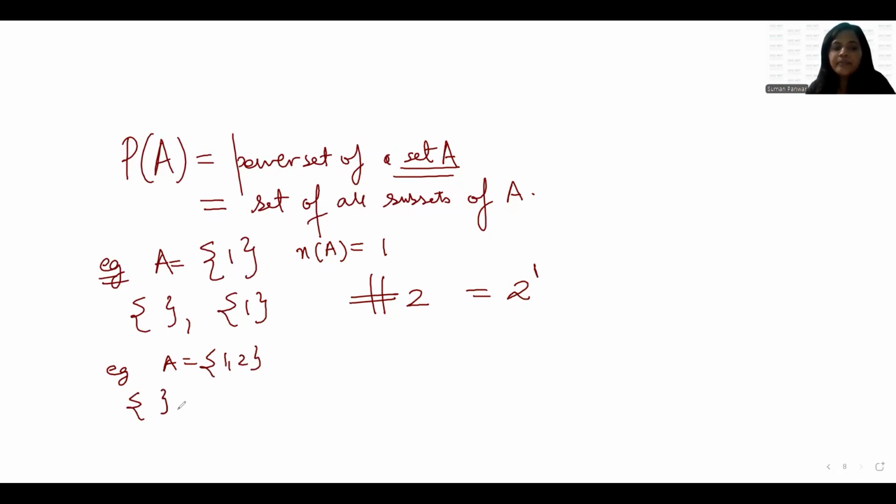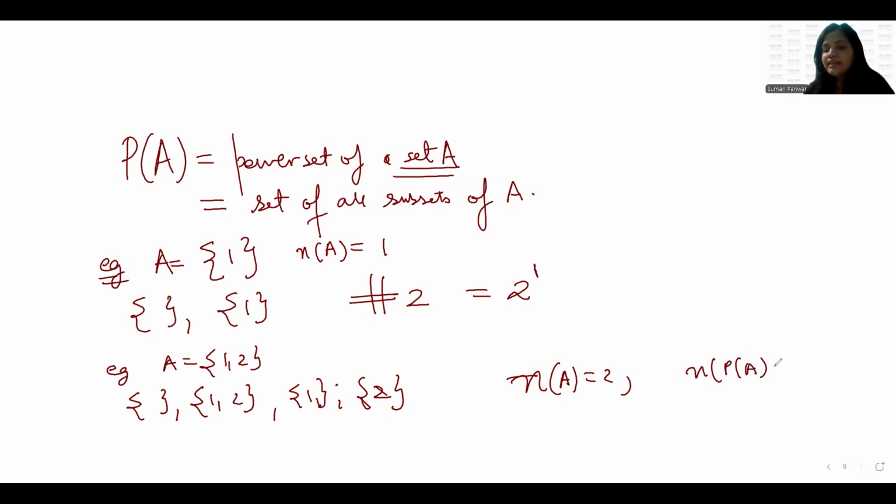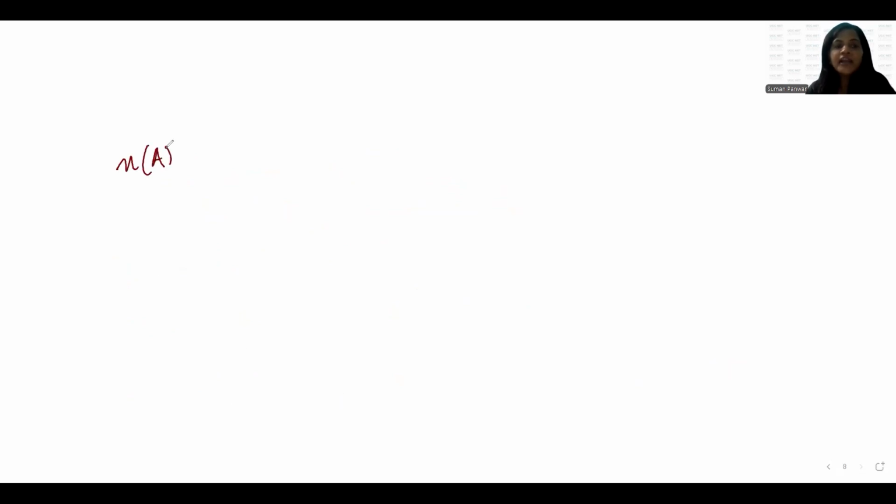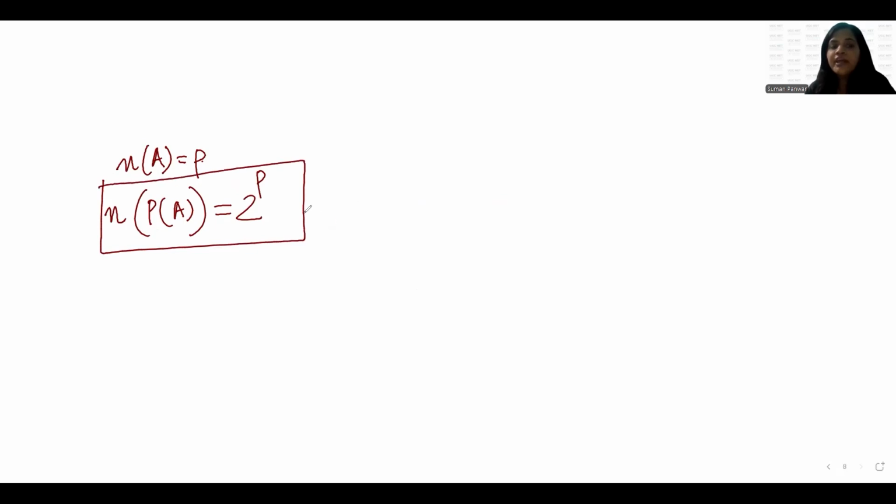Example, A is equal to {1, 2}. So what are the subsets? Empty set, the whole set, {1} and {2}. Okay. So what is the cardinality of A? 2. And what is the number of subsets? What is the cardinality of the power set? 2 power 2. Okay. So you can continue like this and observe a thing. So what is the observation? The observation is this, that if the cardinality of a set is P, then the cardinality of its power set, that means the number of subsets, will be 2 power P. Okay, this is a very, very important result.